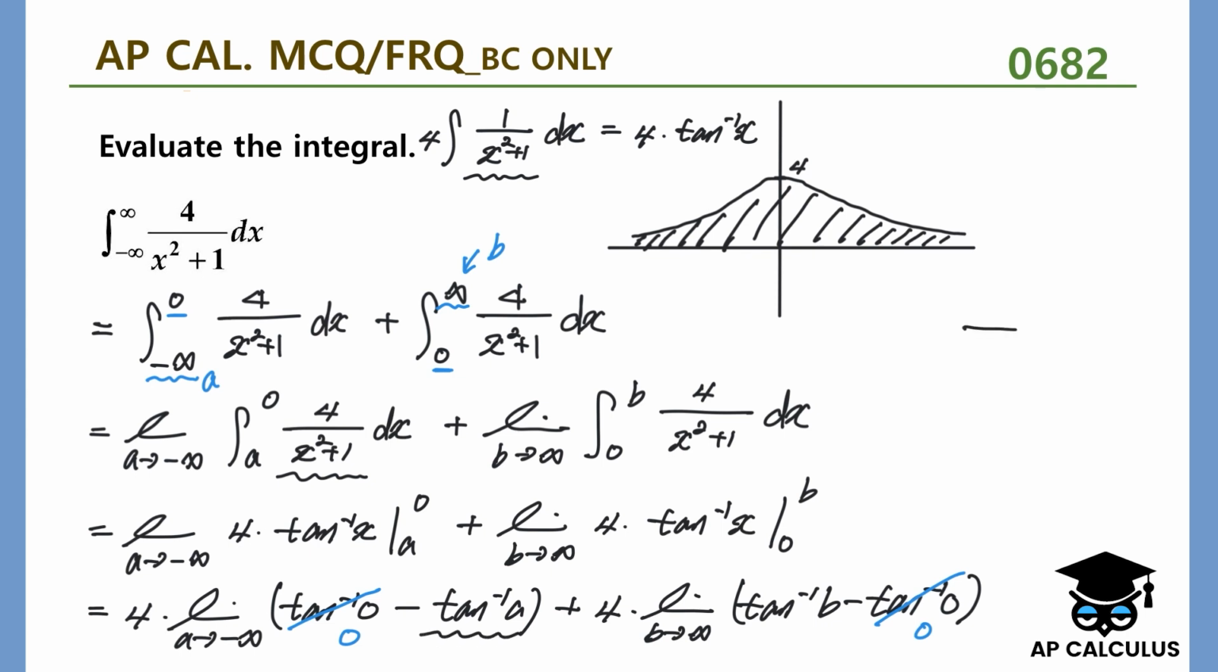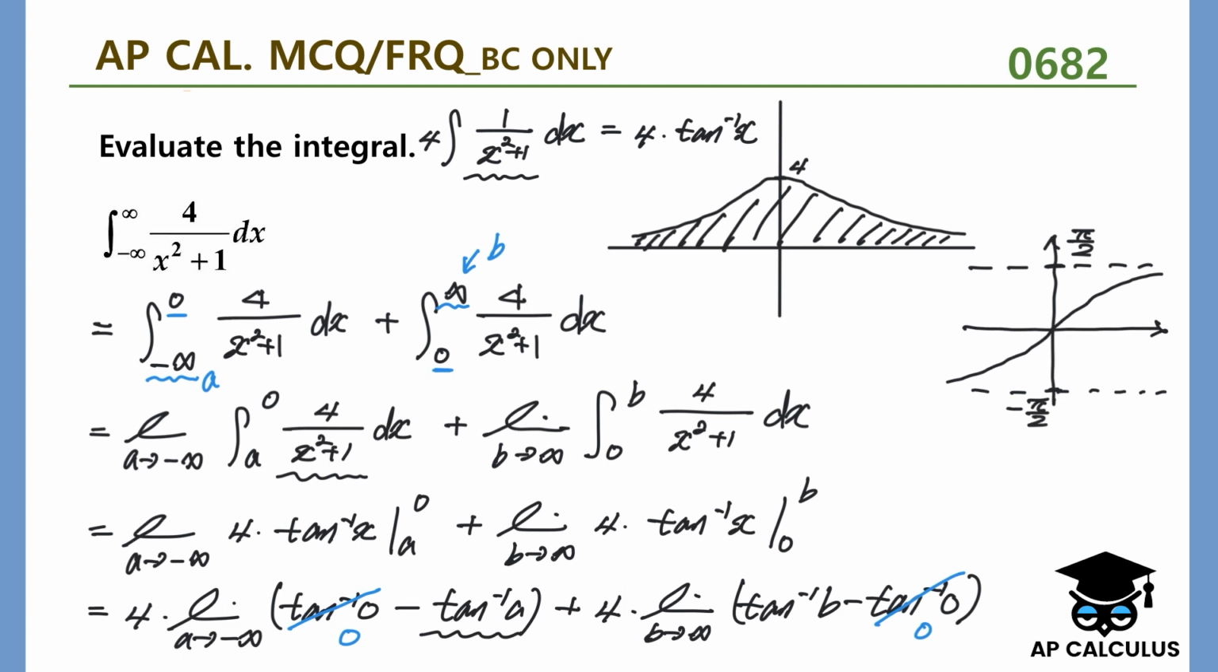Let's think about the graph of inverse tangent. It looks like that, right? There are two horizontal asymptotes and it approaches these two horizontal asymptotes. This is pi over 2, and this is negative pi over 2. So as a approaches negative infinity, this inverse tangent approaches negative pi over 2.